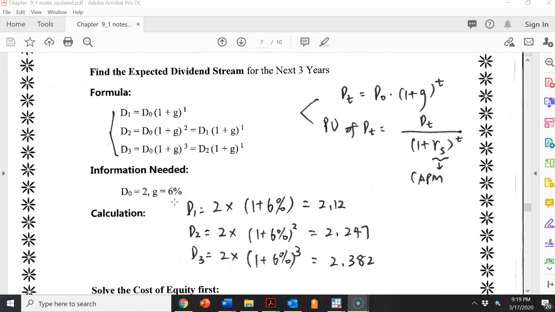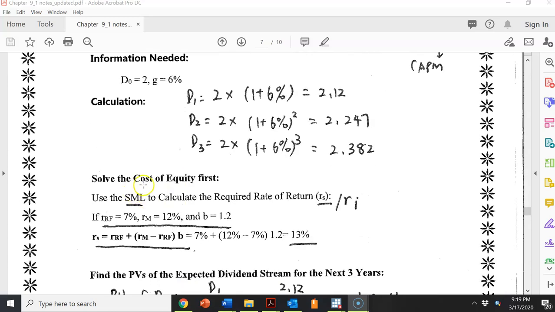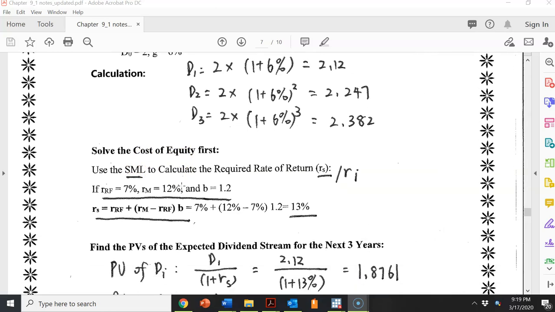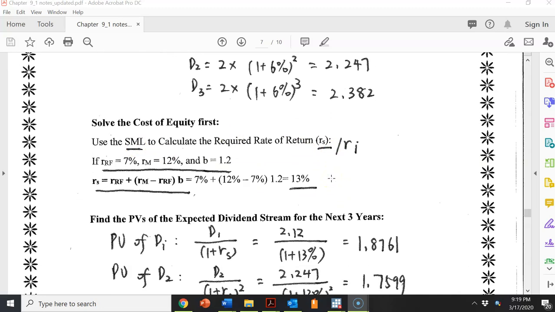Okay, in order to solve for RS, the cost of equity, which is the same as the stock return, we can use the CAPM or SML to calculate RS. Okay, RS equals risk-free rate plus market return minus risk-free rate multiplied by beta. So it's 7%, and all this information is given. 7% risk-free rate plus 12% RM minus 7% multiplied by beta, 1.2. So we have RS as 13%.